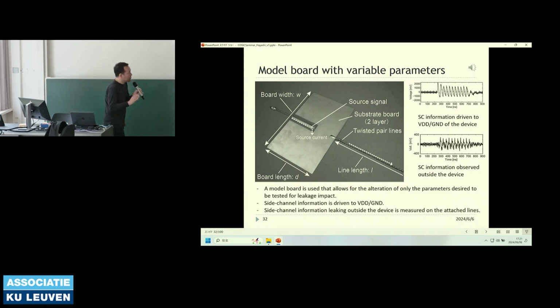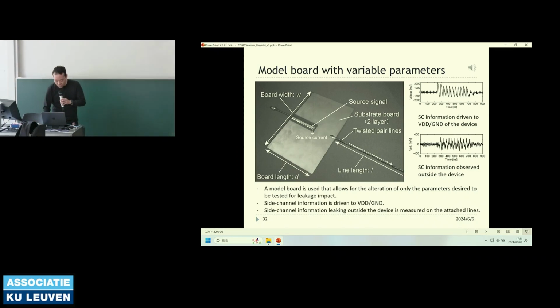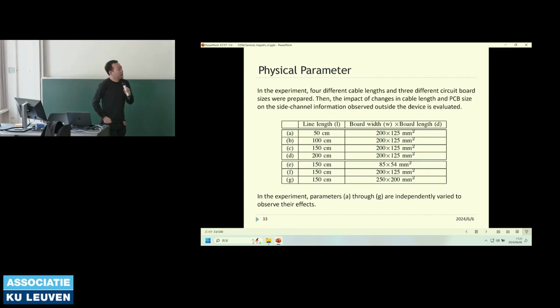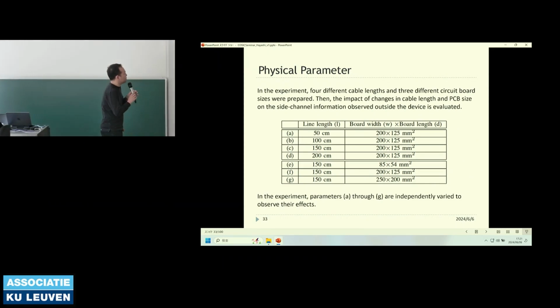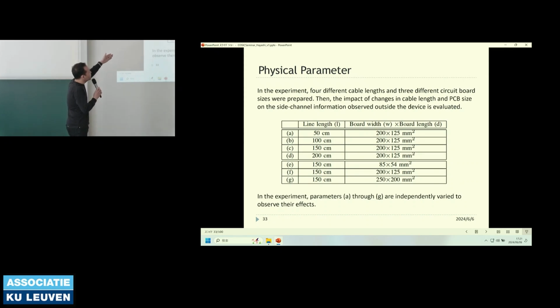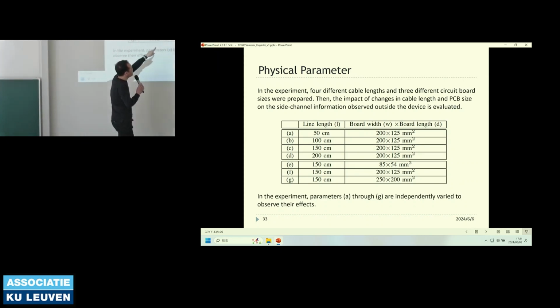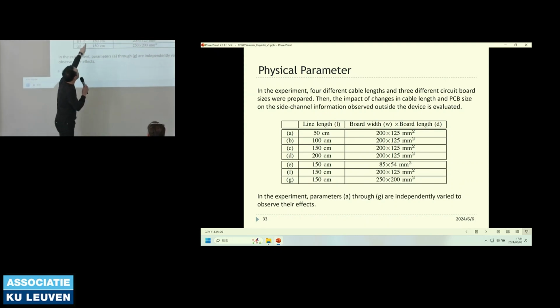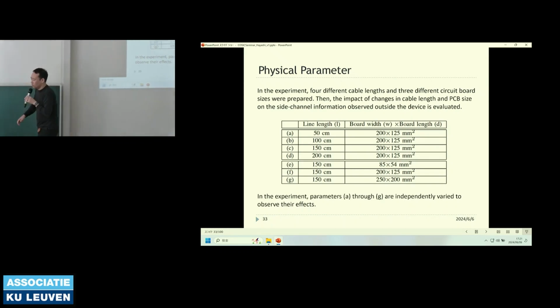Okay, in this experiment, we focus on this model board. We changed the physical parameters. We prepared four cables of different lengths. In the first experiment, we fixed the board size. Board size is fixed. We change only the attached line. In the second experiment, we fix the transmission line, the attached line. We change the board size.